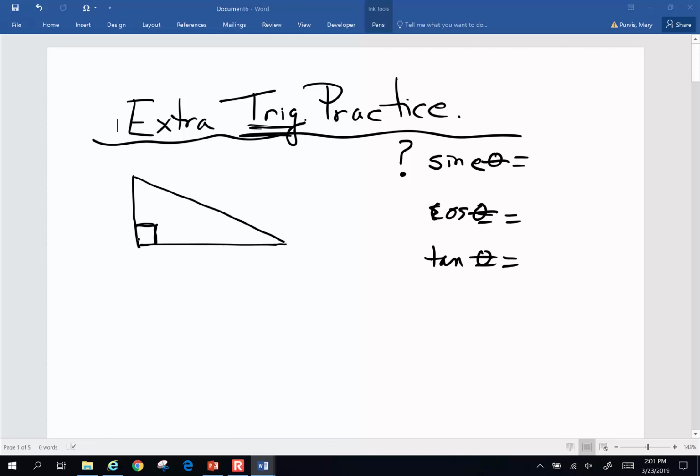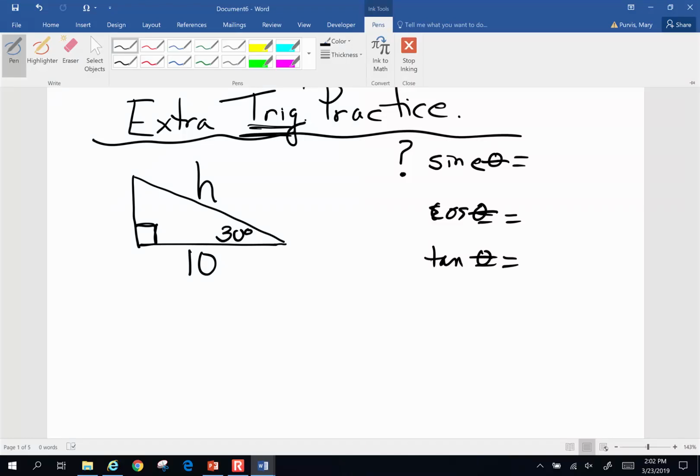So let's say I've got a triangle like this, and I know that this angle is 30 degrees. And I know that this side is 10 whatevers, meters, newtons, whatever. And let's say I want to find the length of this side. I'm going to call it h because it's the hypotenuse.